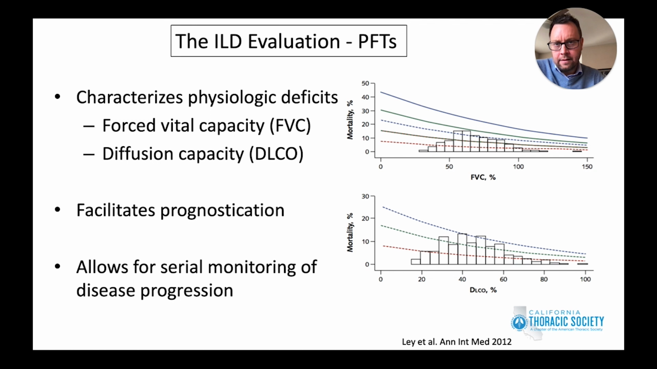And then serial PFTs allow for monitoring of disease progression. While baseline forced vital capacity and diffusion capacity are well-known predictors of subsequent survival, we also know that serial change in each of these metrics are good prognosticators for patient survival.